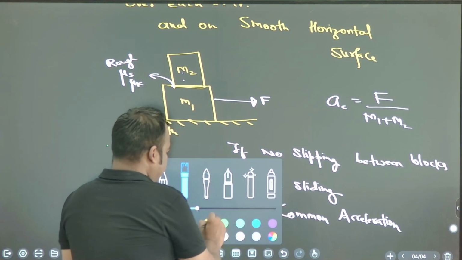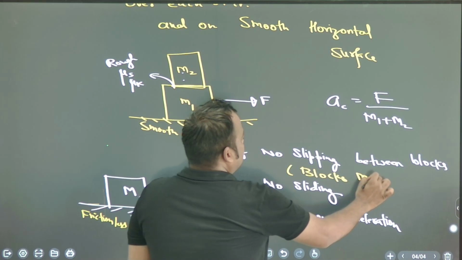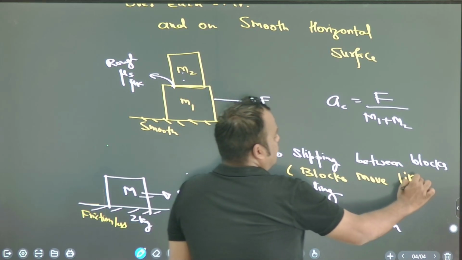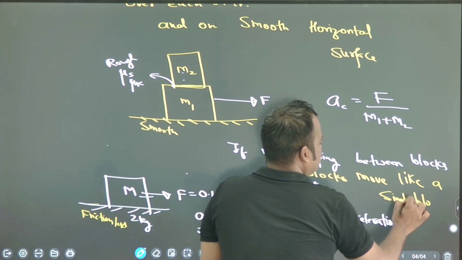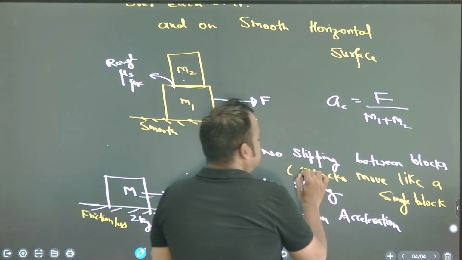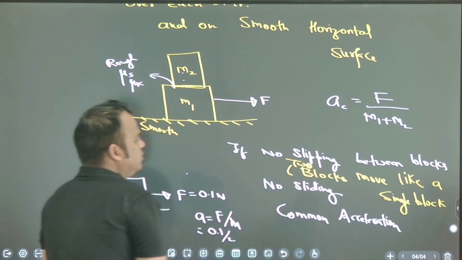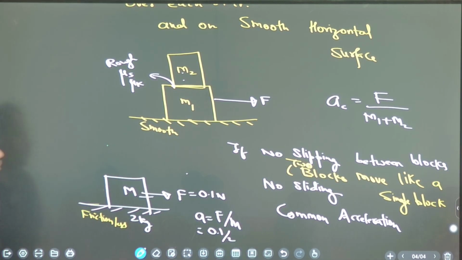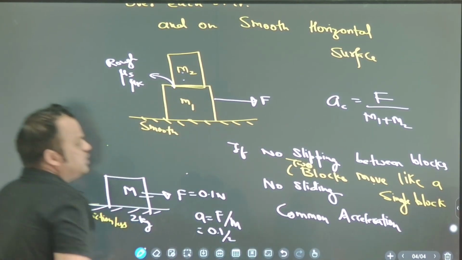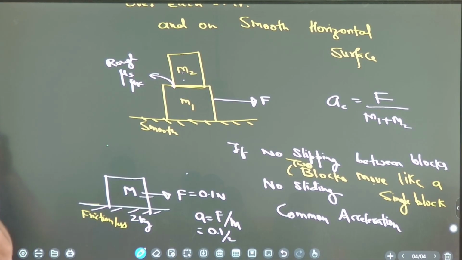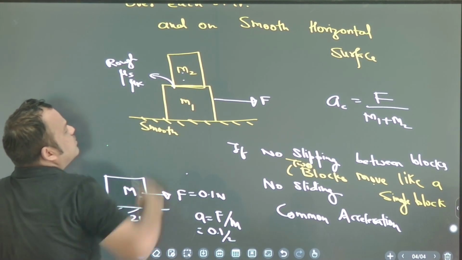Blocks move together. Two blocks move like a single block. So total mass m1 plus m2.